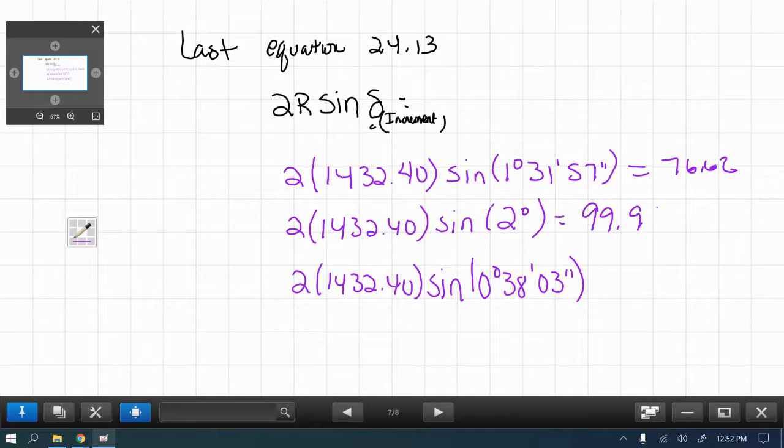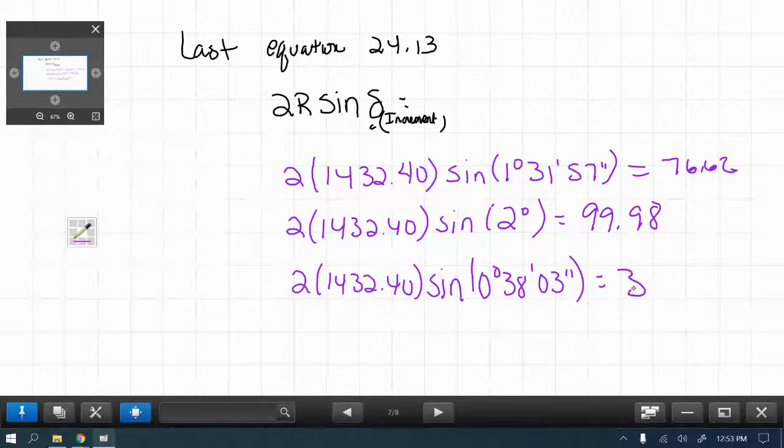I got 99.98. Yep, that's what they said it should be. I can tell you this one ain't gonna change either. The smaller the D, the less that it's going to change. If you have a D of like 10 degrees or 20, you might have a bigger difference.